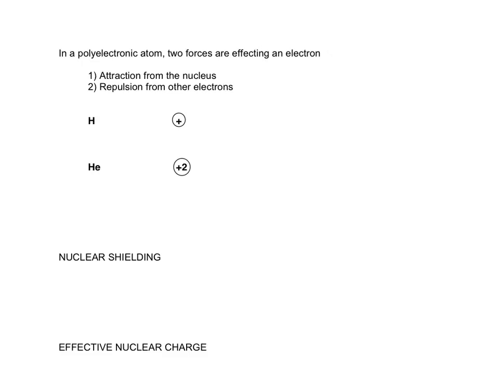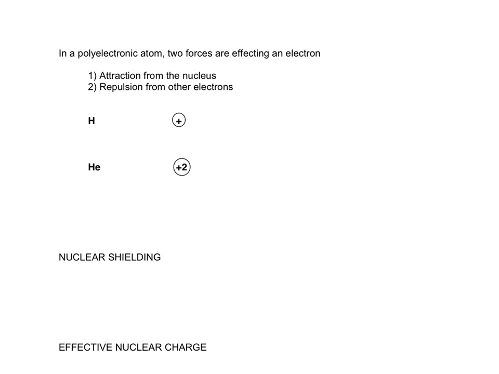Hi everybody. We had just started the periodicity chapter, and we are going to look at several periodic trends. We had said that an electron has two forces acting on it. A force of attraction to the nucleus, that's your nuclear charge. So the electron is attracted to the protons in the nucleus. But also we have a repulsion force of the other electrons acting on it.